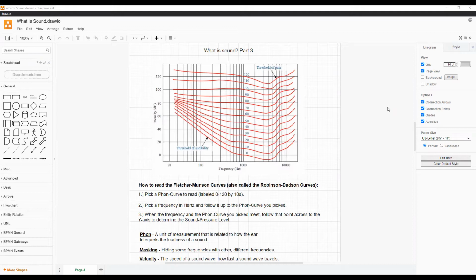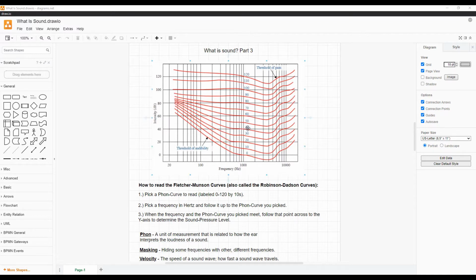So last time I said that I would teach you how to read a Fletcher-Munson curve, also called the Robinson-Dadson curve. The first thing you have to do is pick a Fawn curve to read. Now the Fawn curves are labeled from 0 to 120 by tens. So these red lines that you see are Fawn curves. Now, a Fawn is a unit of measurement that is related to how the ear interprets the loudness of a sound. Okay? So, after we pick a Fawn curve, I'm going to pick 40.